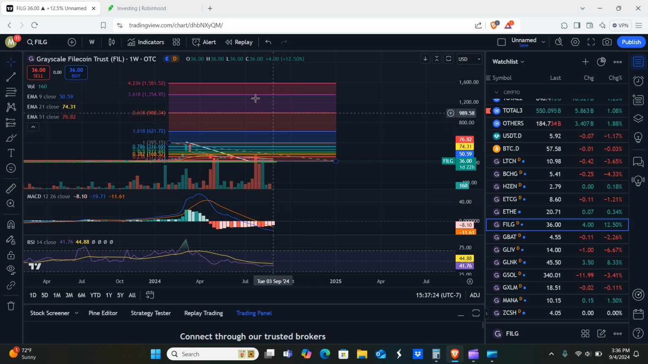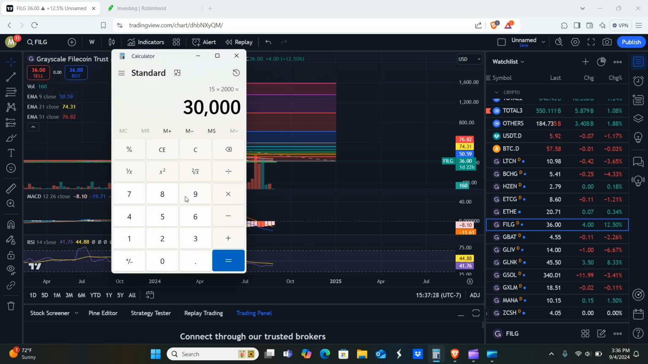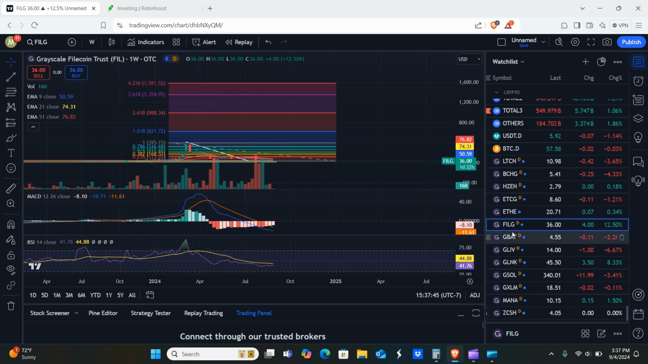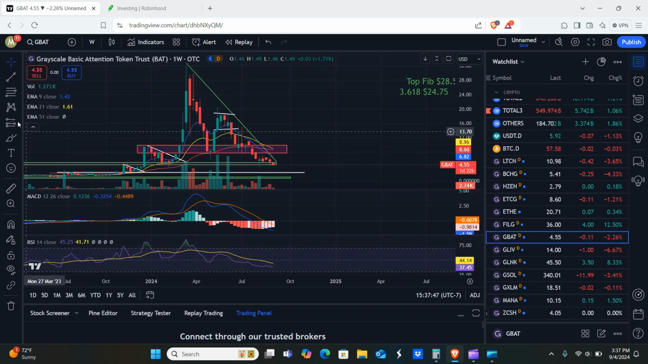So 620, 990, 1370, and roughly about 1580 here. So 1580 divided by 36, 43.8x. We'll just call it a 40 or 44x. So that's pretty good, 87,000.